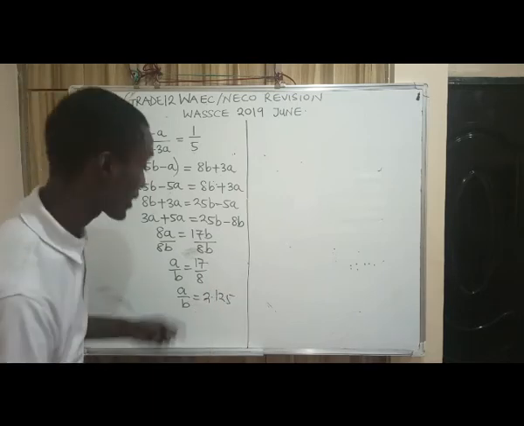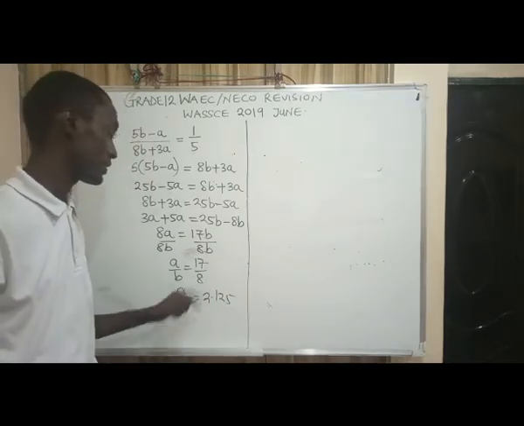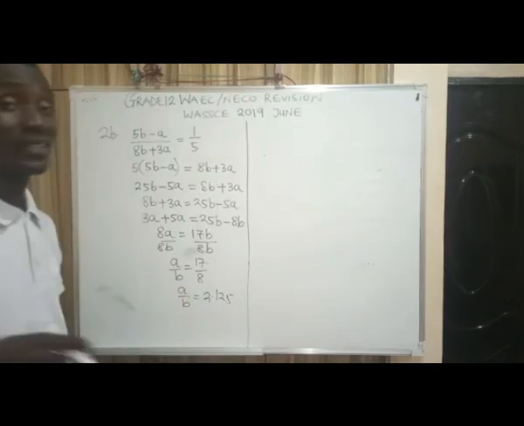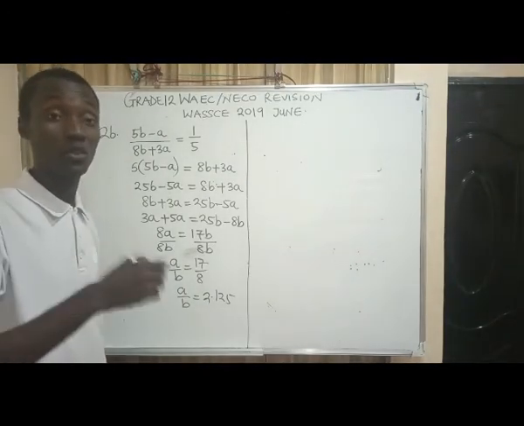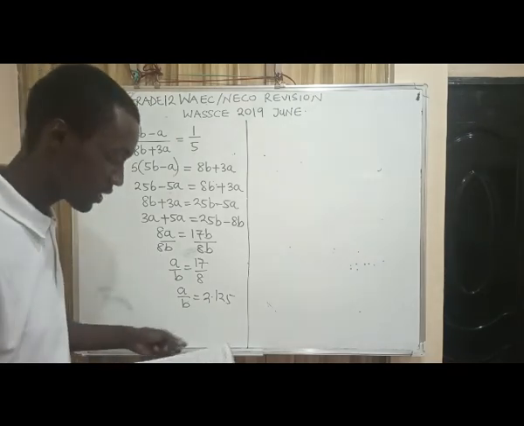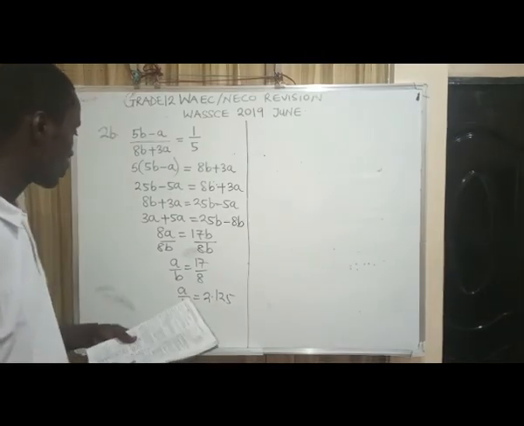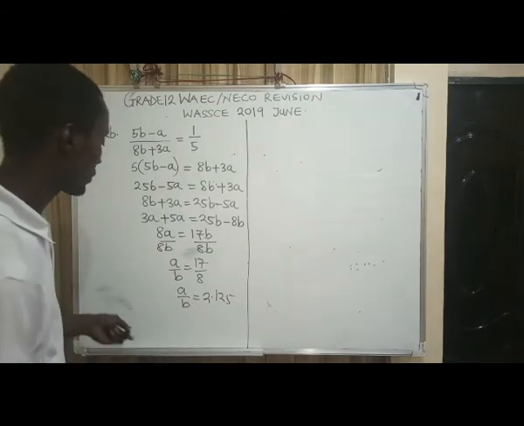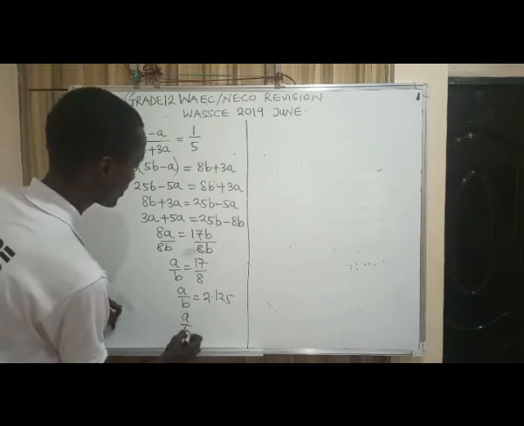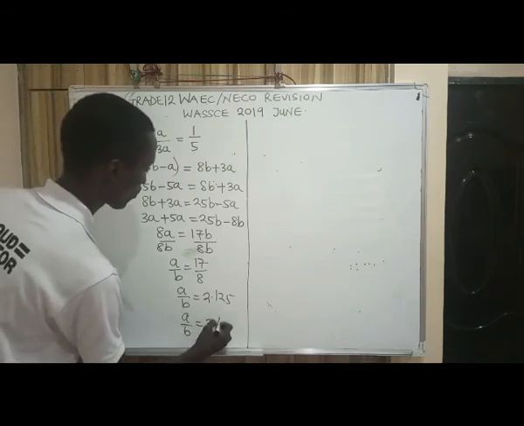Don't tell me how I got that. I know that the second multiple of 8 is 16, and 1 over 8 technically is 1 over 8, which is what? 0.125. Now the question says we should approximate that to 2 decimal places. So that will mean that a over b will be equal to 2.13.